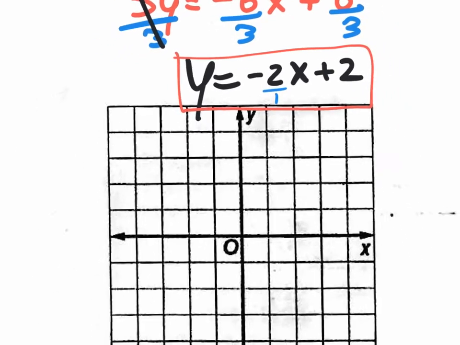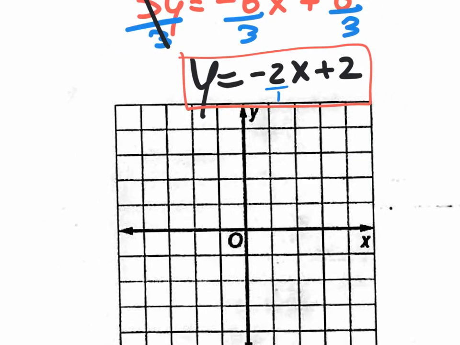So where does it cross my y-axis? What's my b value? My b value is 2, so let's put a dot right there. Now from that point, am I going to rise or am I going to drop? You're going to drop. How many? 2. And I'm going to run? 1. So I put a dot right here.